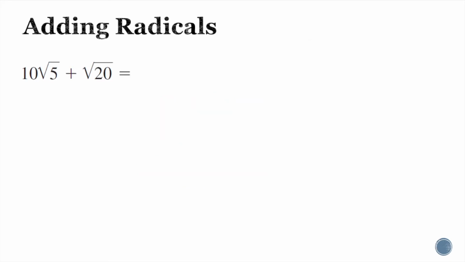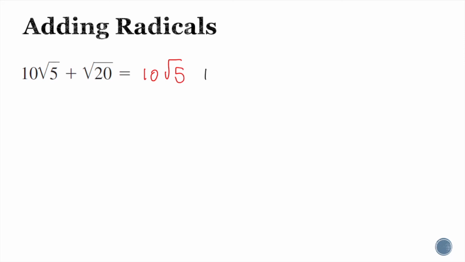Here we have something a little different. So you should automatically see that I don't have any like radicals. However, you should know how to simplify the square root of 20, and hopefully we will get like radicals so that we can add these. So let's take a look. Here, I cannot change the 10 times the square root of 5.